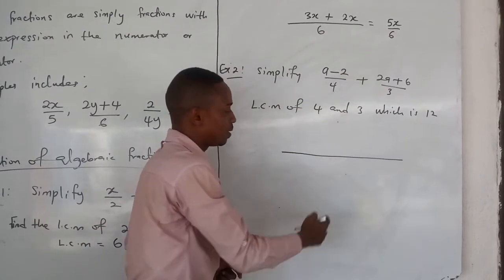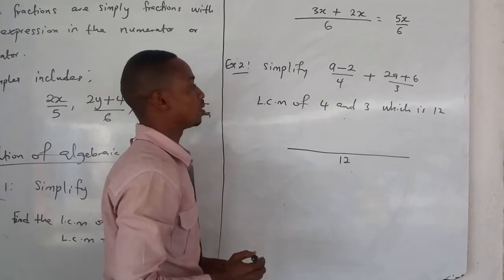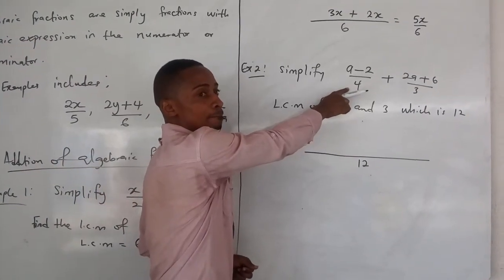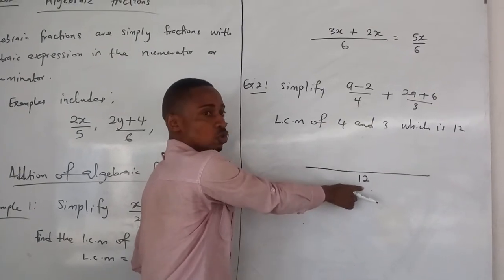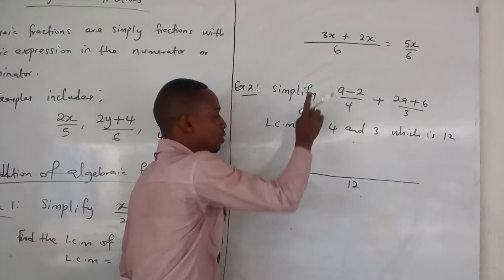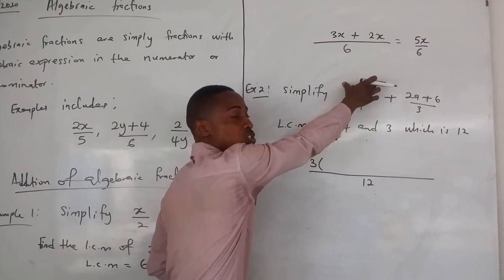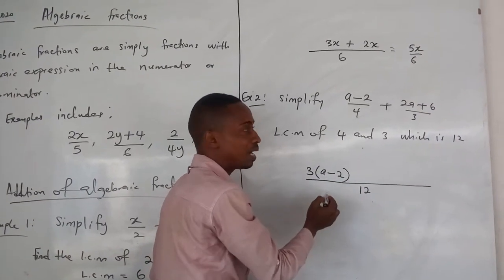You write your LCM here. Now, look at your question. Pick the first term here. At the denominator, you have 4. How many 4 can we see in 12? That's 3. Please, you don't multiply directly. Write your 3 here. Now, bring what you have at the numerator inside this bracket. That's a minus 2. Close the bracket.